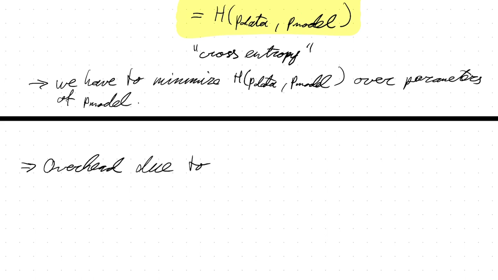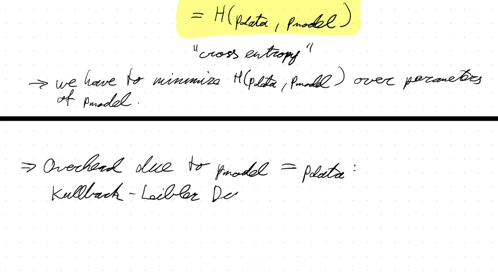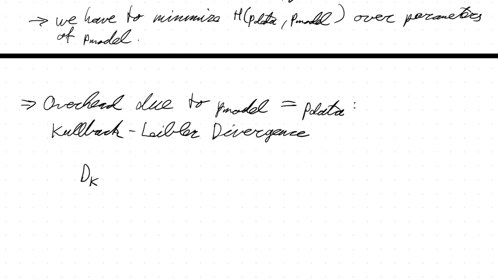So the overhead due to P model not being exactly the data distribution, which in practice it will never be, is called the Kullback-Leibler divergence. It is often denoted as D sub KL. You will sometimes also just see it as KL of something. The notation is fairly consistent in the literature: you first note the data distribution and then the model distribution, separated by a double bar. The way this is usually pronounced is that you say this is the Kullback-Leibler divergence from the model distribution to the data distribution. So it's pronounced from right to left.